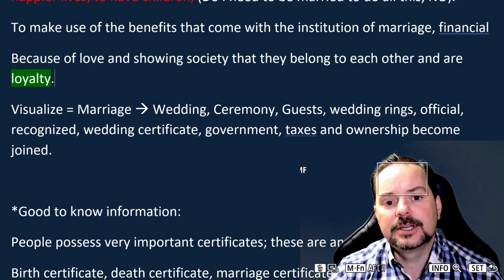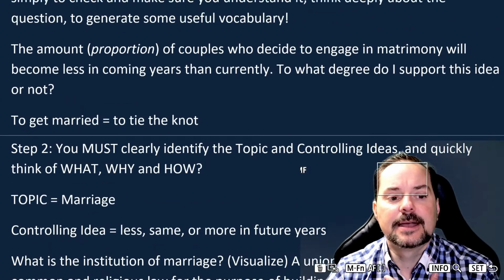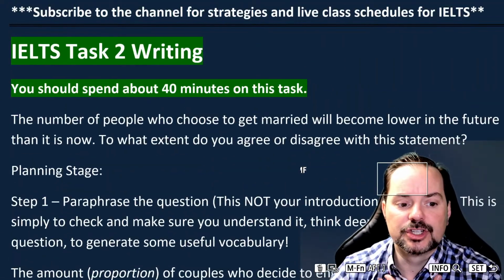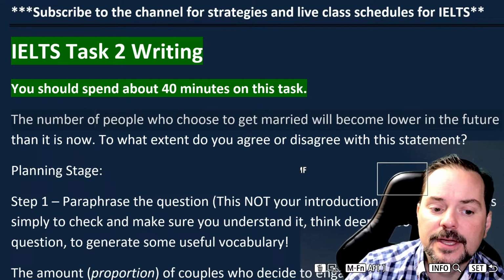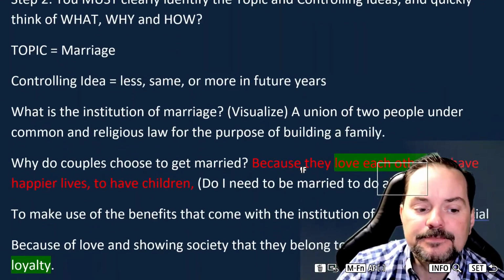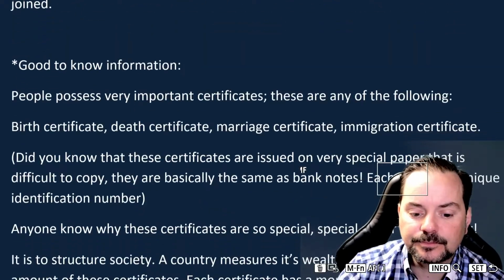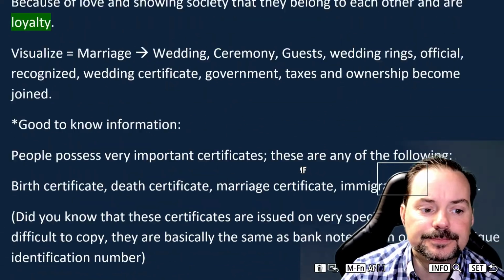Now, think about it this way, students. If I'm an IELTS examiner and this is the IELTS question, the number of people who choose to get married will become lower in the future than it is now. To what extent do you agree or disagree with this statement? And then in step 3, we create the thesis statement, right?